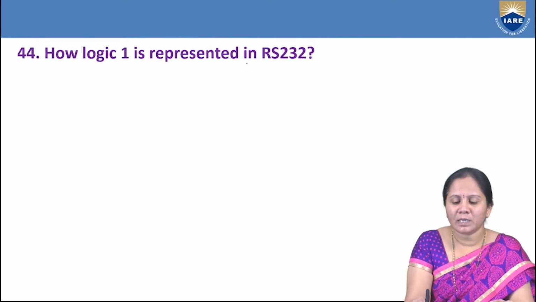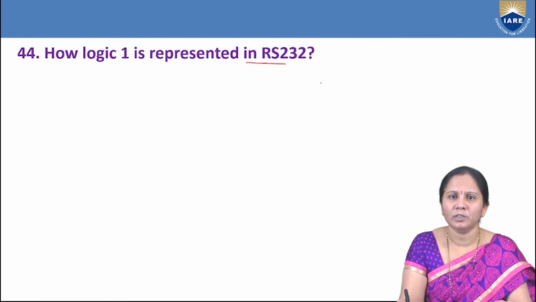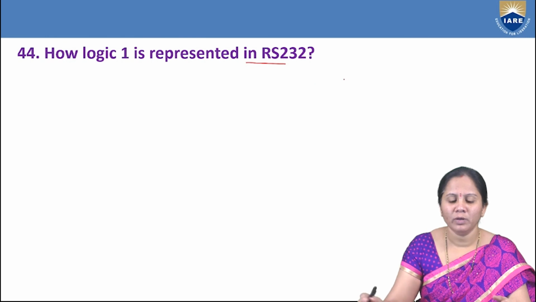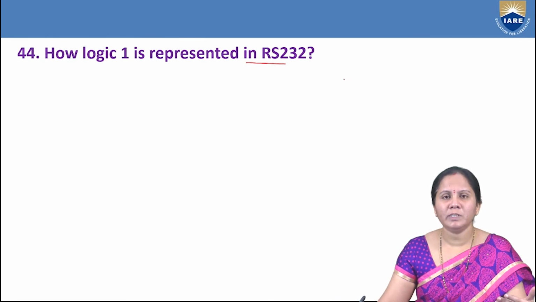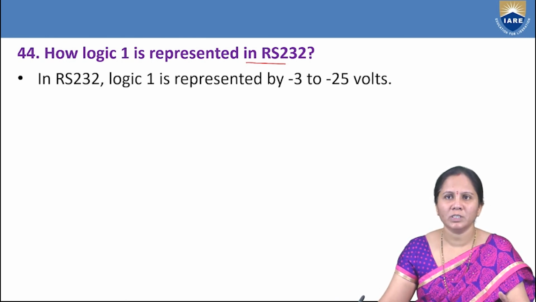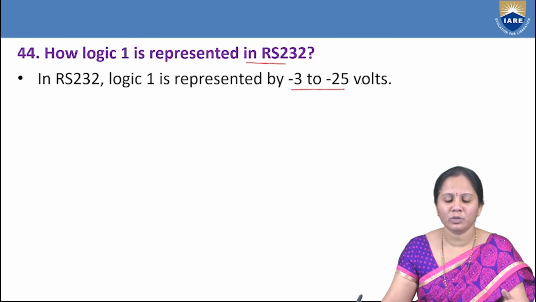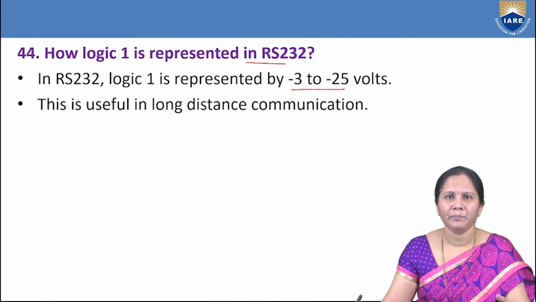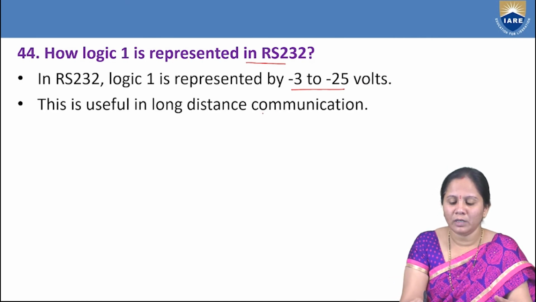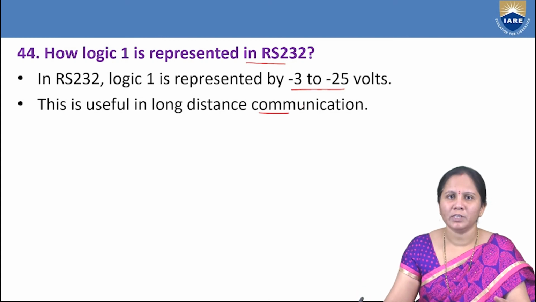How is logic 1 represented in RS-232 levels? We can use any voltage within the range of -3 to -25 volts to represent logic 1. This is useful in long distance communication.